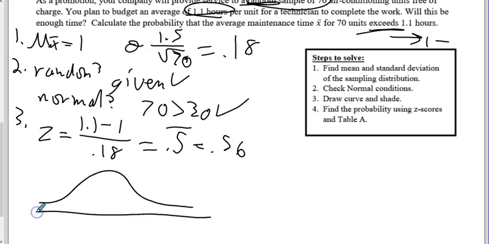We're going to graph it, map it out. So we're going to go 0, 1, 2, 3, 0.56. Oh, just about halfway. We're not being really picky. And we're just doing that, kind of shading from there. And we're shading to the right because it said exceeds 1.1 hours.